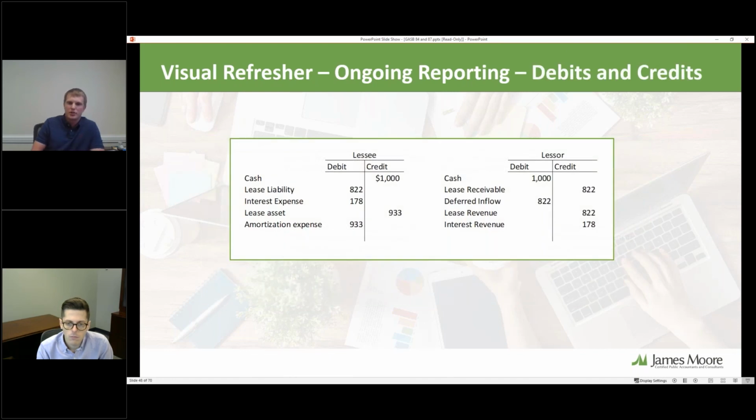So here's what it looks like on the T-charts, the debits and credits. As those payments are received on the lessee side, you see there's the reduction in cash with the payment, and then it's offset against both the lease liability and interest expense. The lease asset is then reduced and amortization expense is recognized. On the lessor side, you see they've got the increase in cash for the $1,000 payment received. The lease receivable and the deferred inflow are reduced by the $822, which is the lease payment less any amounts recognized as interest revenue.